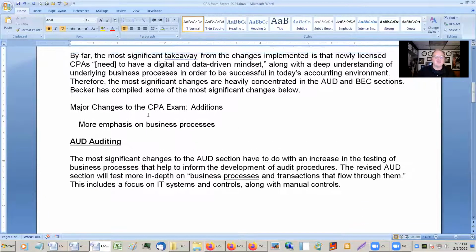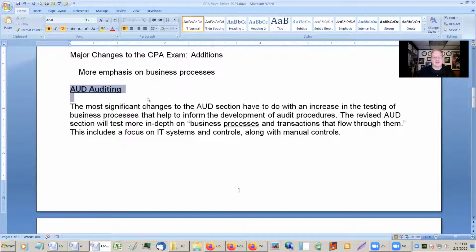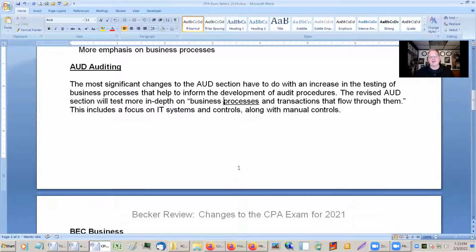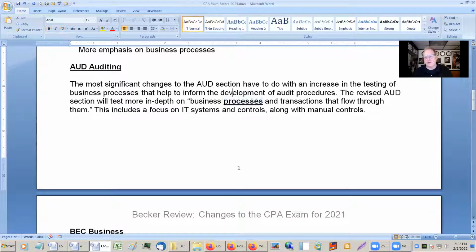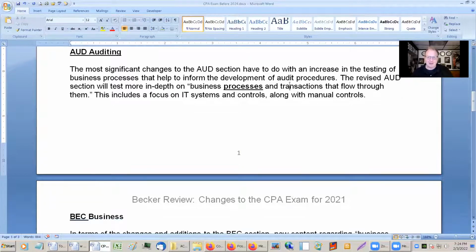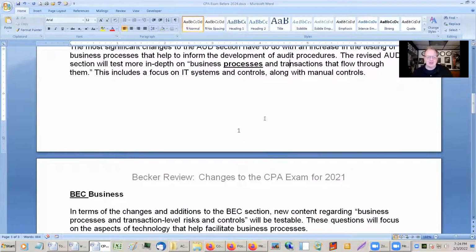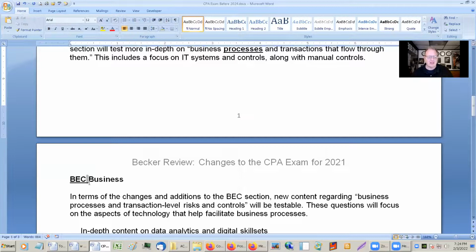So yeah, I'm sorry. So here's the auditing section. They talk about how they look at the business processes rather than the accounts, although the testing is pretty much the same. It's really just how they group it together. So yeah, the auditing section is going to have a little bit more on the processes rather than on the actual accounts themselves, although the testing itself will be exactly the same.